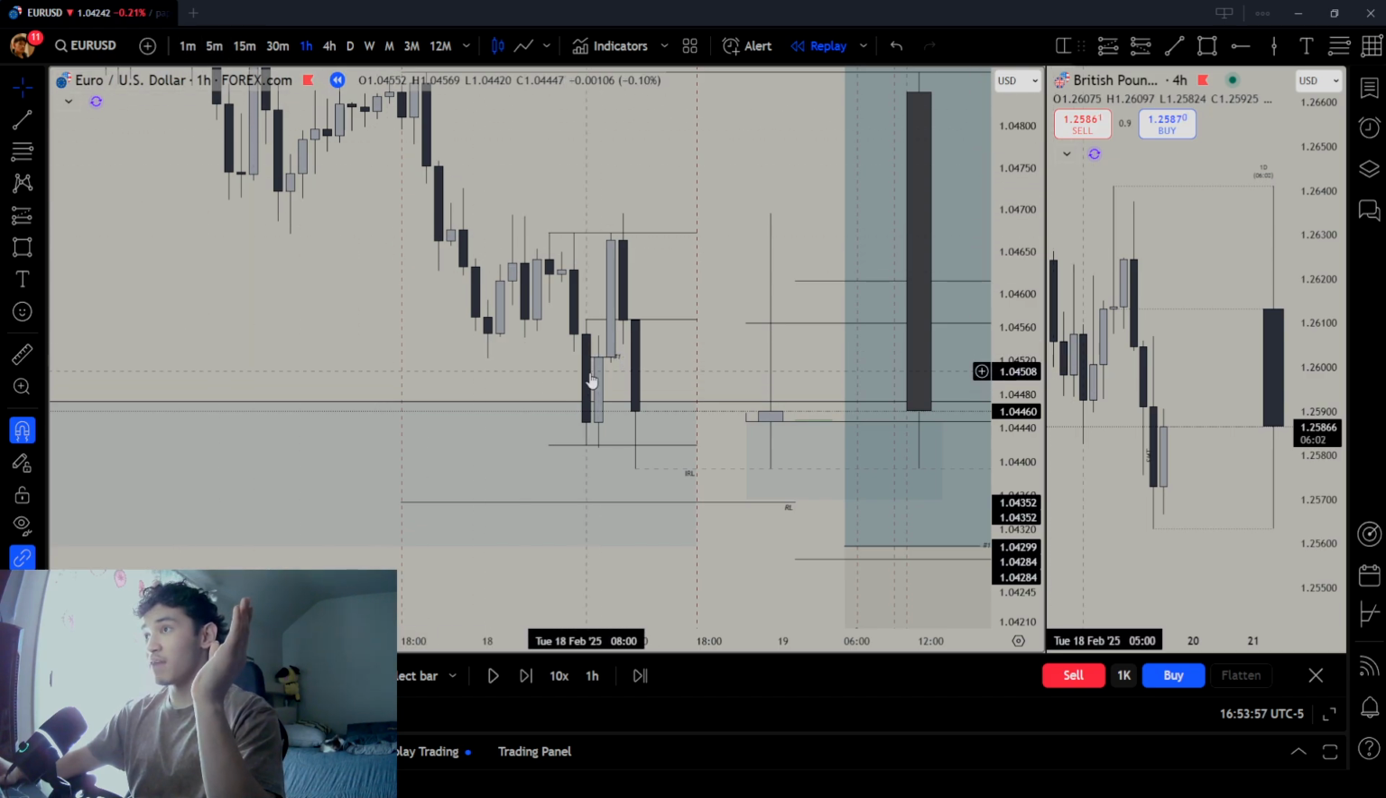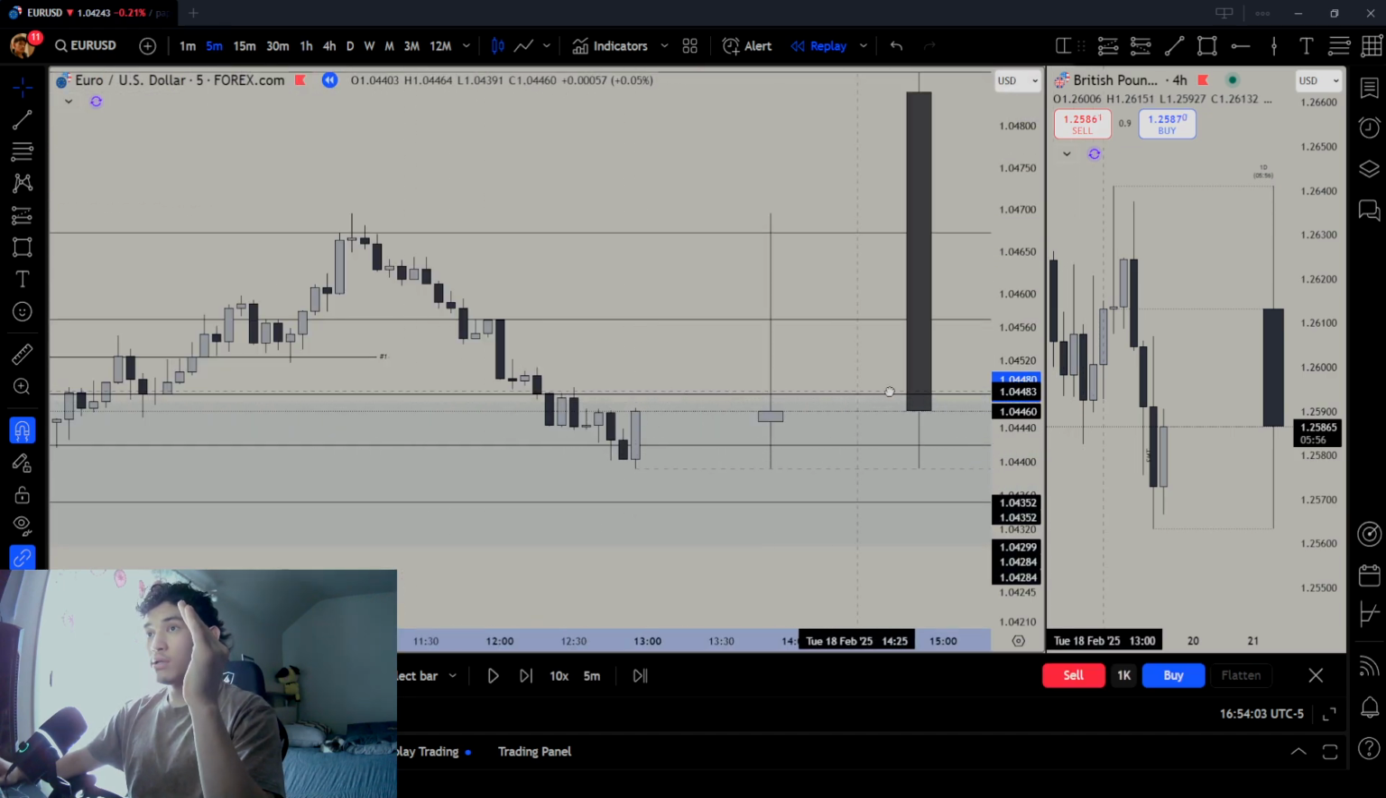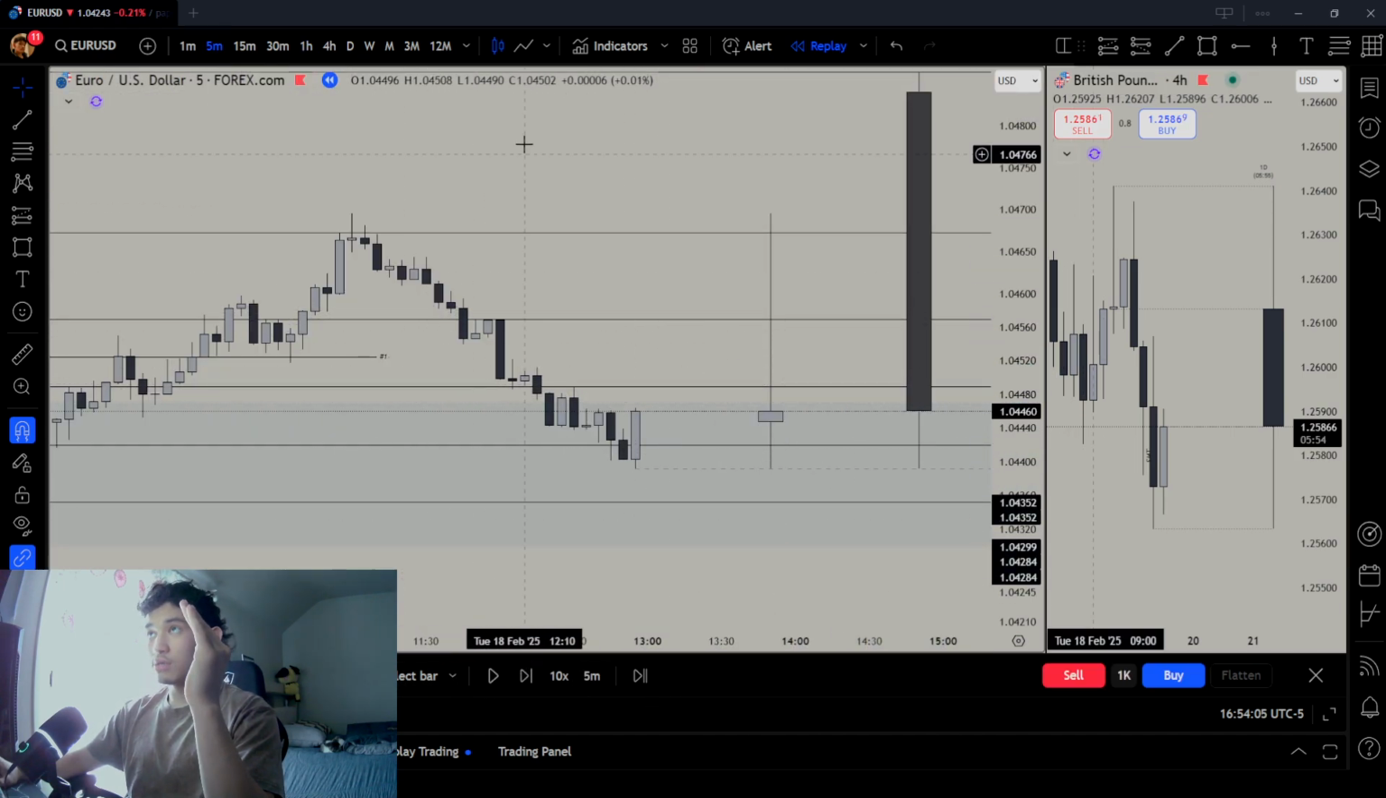You can see on the hourly time frame right over here, we have this hourly CRT. The hourly CRT low got swept as well. All you're looking at is, oh shit, that's the wrong button.